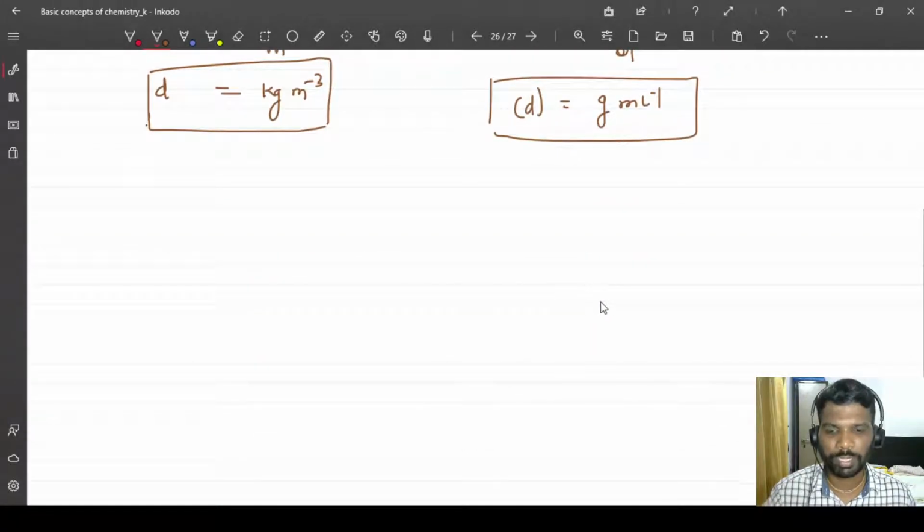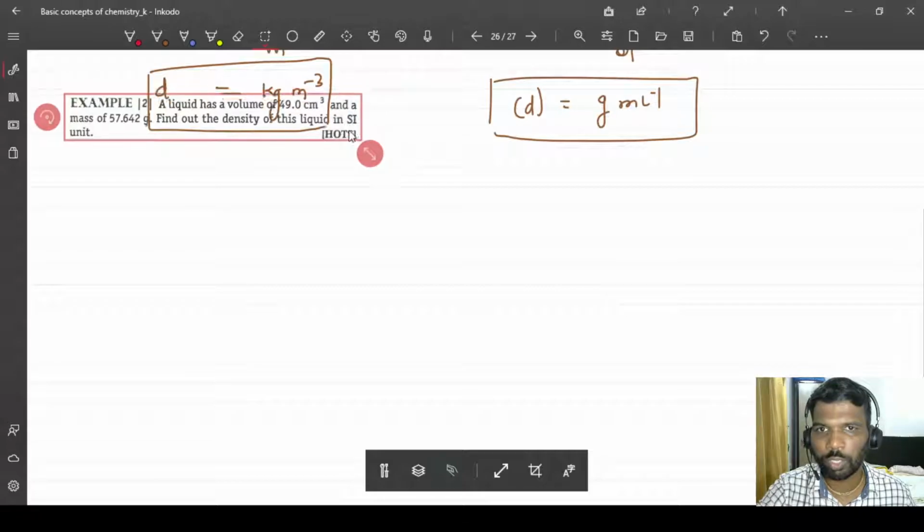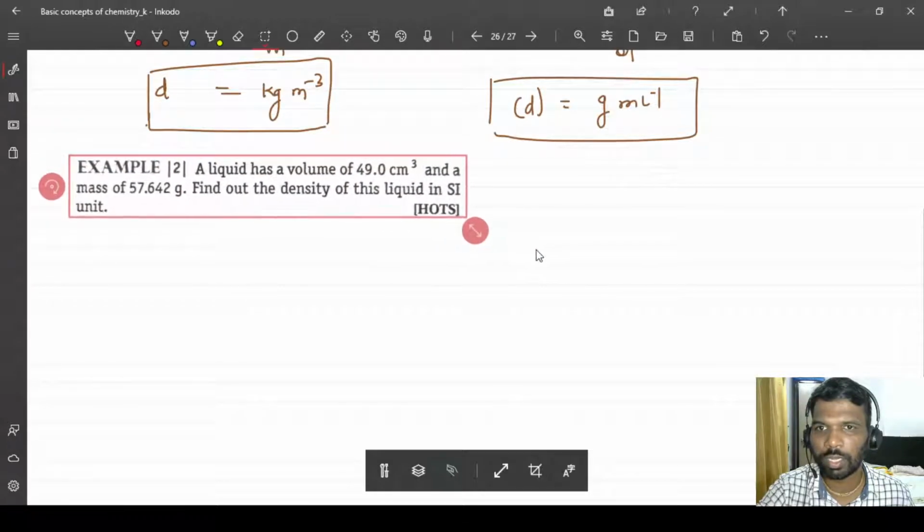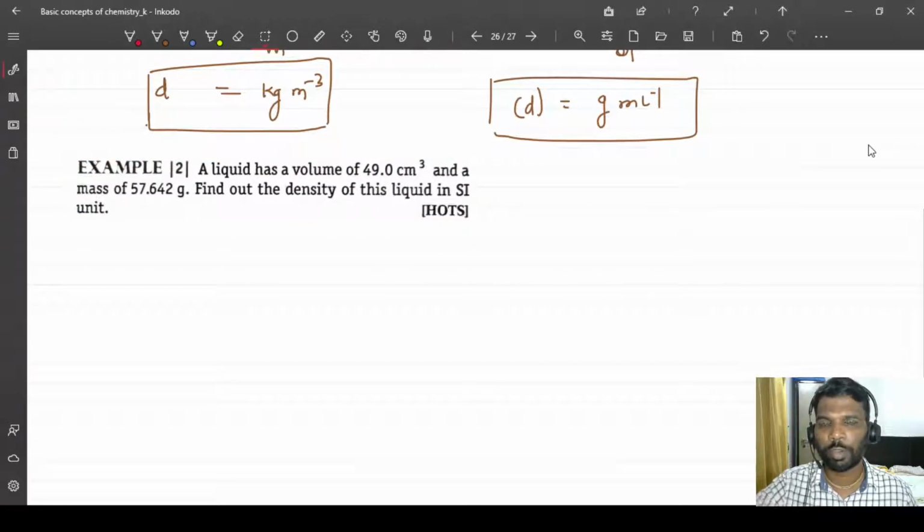So depending upon what type of substance, these two units will be used. Let us solve one example based on this concept of density. Here is the question. A liquid has a volume of 49 centimeter cube and mass of 57.642 grams. Find out the density. Now it's very simple. Density is equal to mass upon volume.